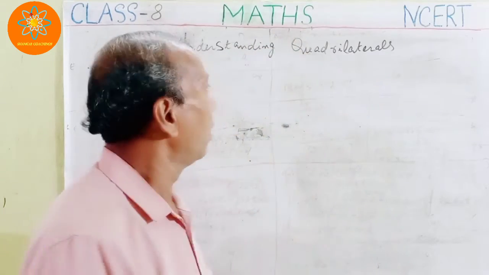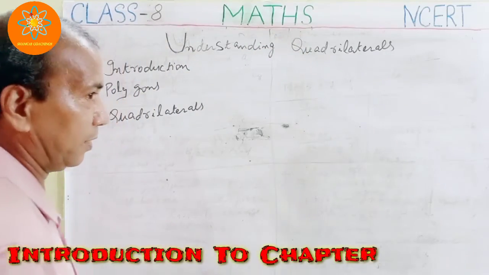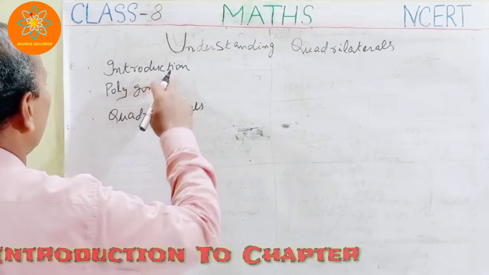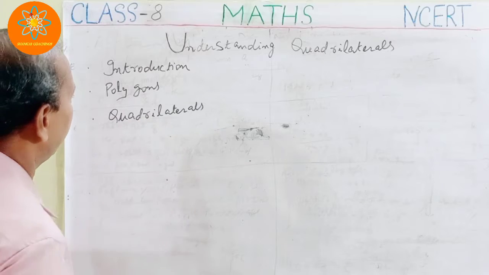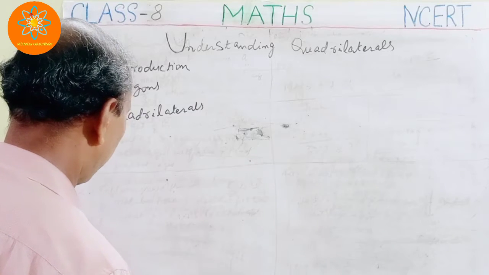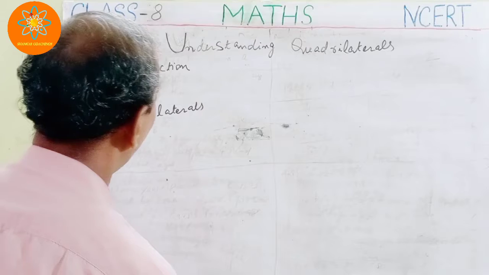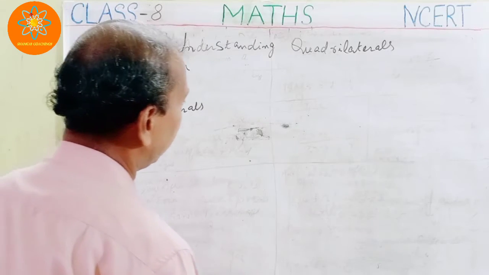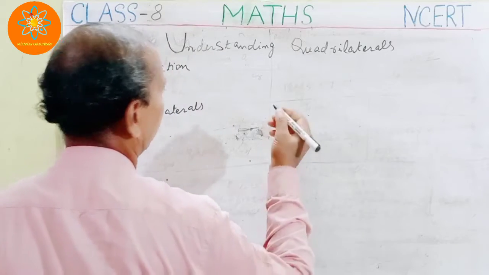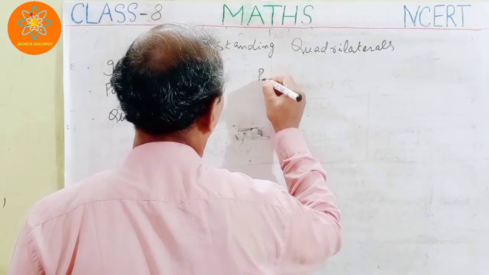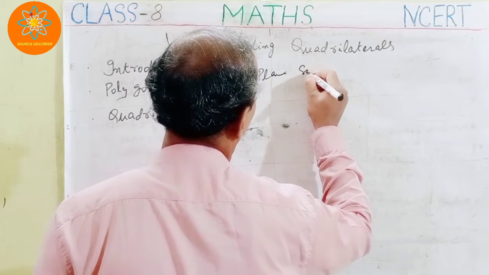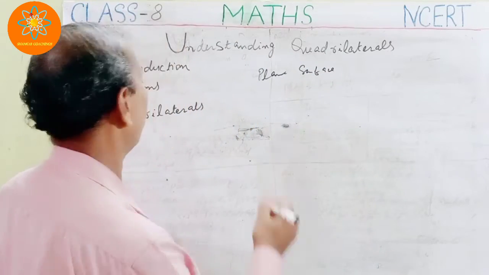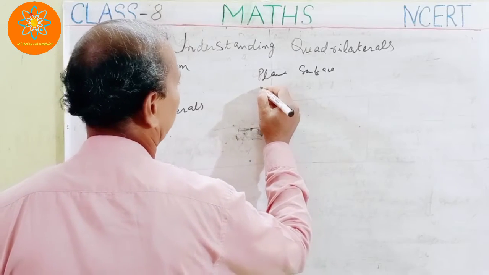Let's start the video. Understanding Quadrilaterals, we will discuss one by one: introduction, then polygons, then quadrilateral. In the introduction part, we will see two things: one is the plane surface and another is the plane curve.